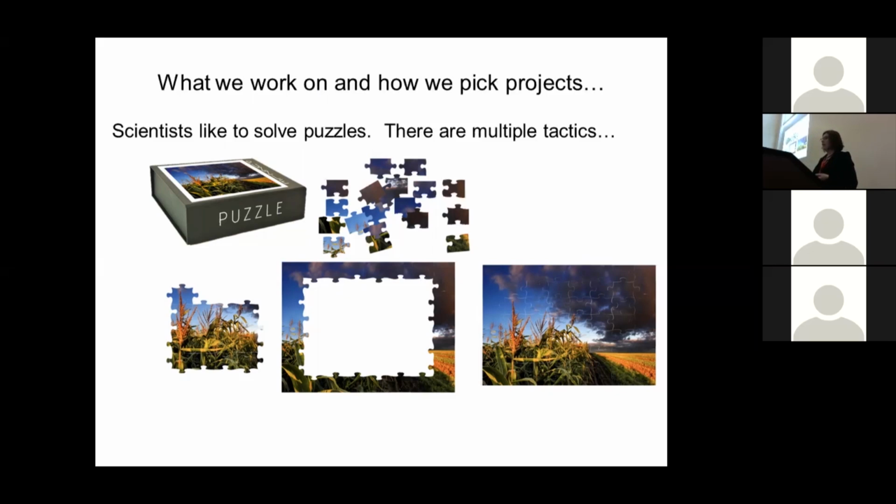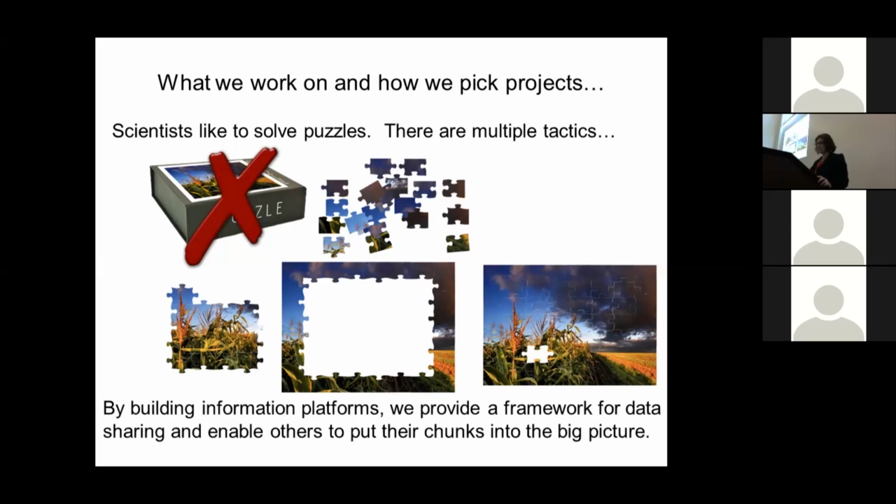The problem with science, of course, is that we don't have a box to look at to know where we're going. And at the end, we find out that the dog ate part of the pieces, and we're never going to get the whole picture. So in my group, by building information platforms and developing data sets that are available, large-scale data sets, it helps the whole endeavor. We provide a framework for data sharing and help others to be able to put their chunks into that big picture.